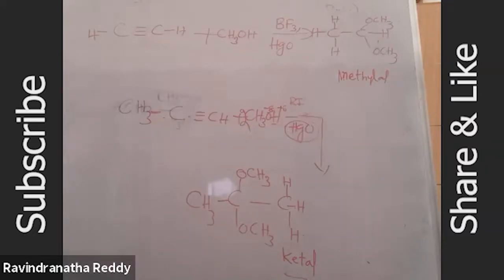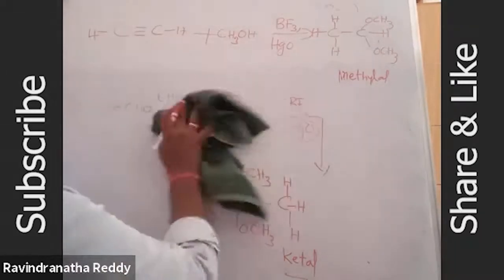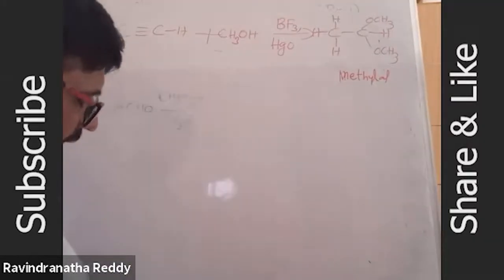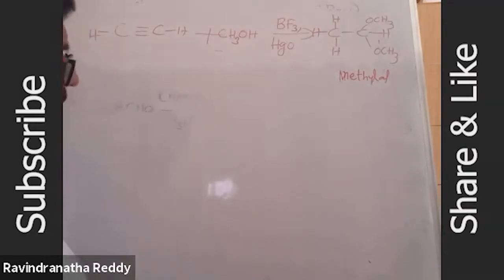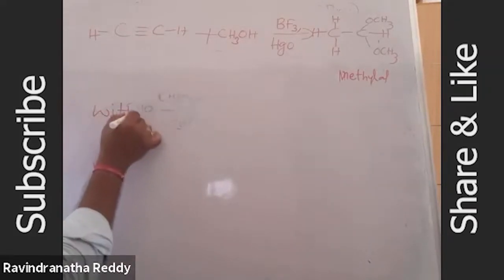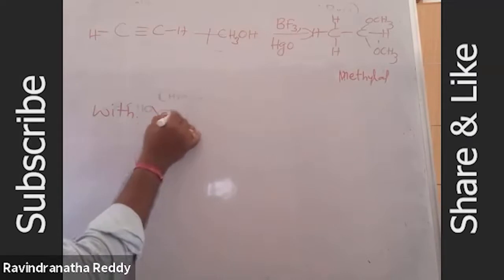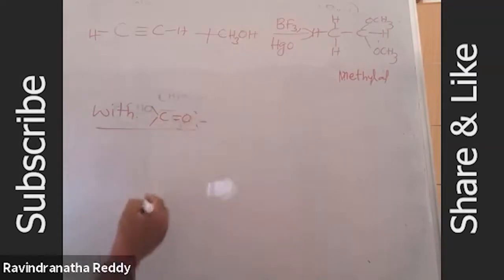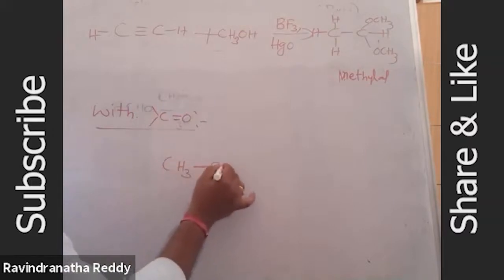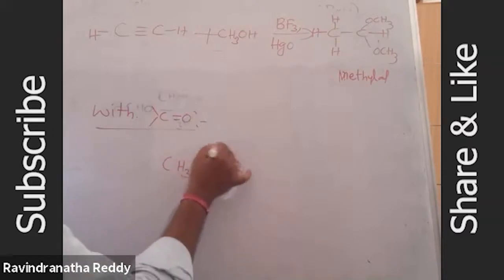So next, one more reaction: reaction of alcohols with carbonyl compounds. It may be an aldehyde, acetaldehyde, or ketone. Take here acetaldehyde, CH3CHO.